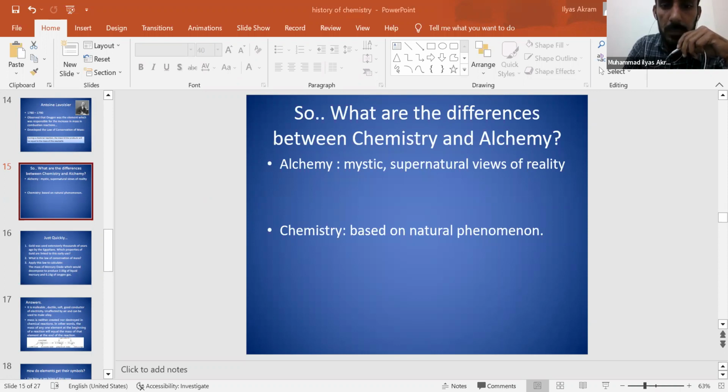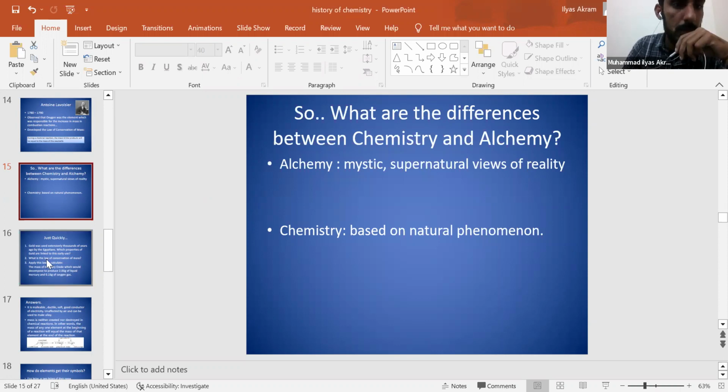Finally, back in the time, searchers were against both of them because they thought that they use magic and proportion, which they were totally against. So these were the differences between alchemy and chemistry.